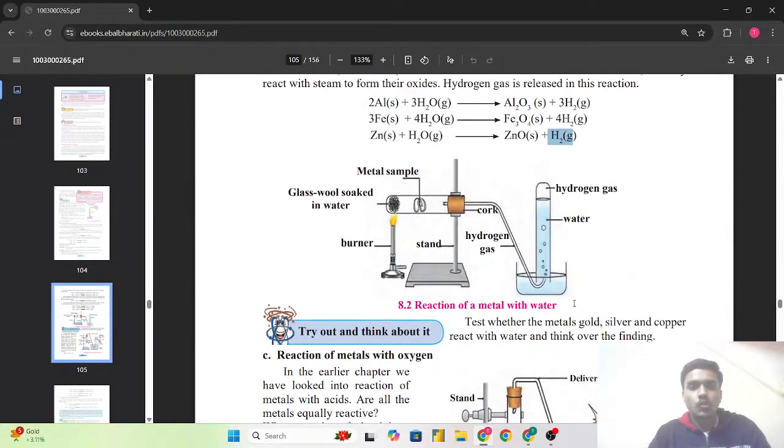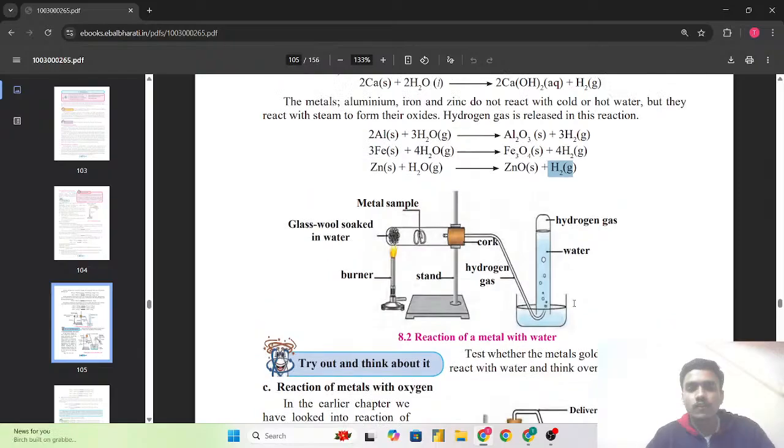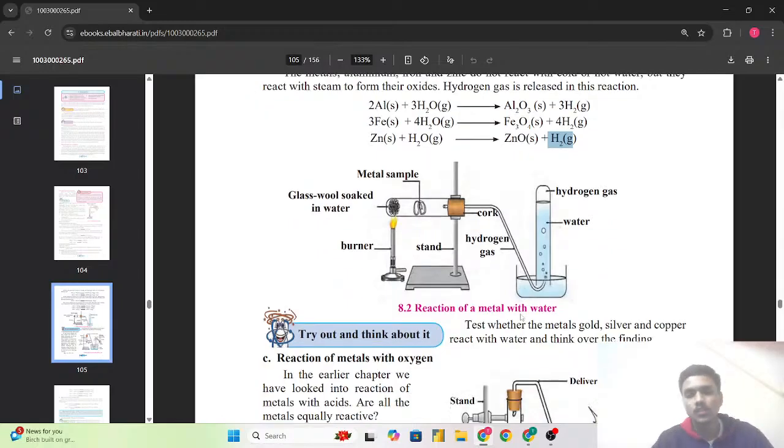So next we are going to see the experiment given here, where a metal tube is taken, glass wool soaked in water is taken, a Bunsen burner is there, a stand is there, a cork is attached to the test tube and hydrogen gas is given out. As we can see, the hydrogen gas is collected here and the water is there. So this is the reaction of the metal with the water.